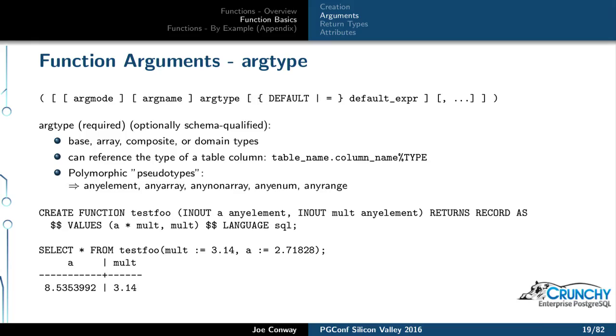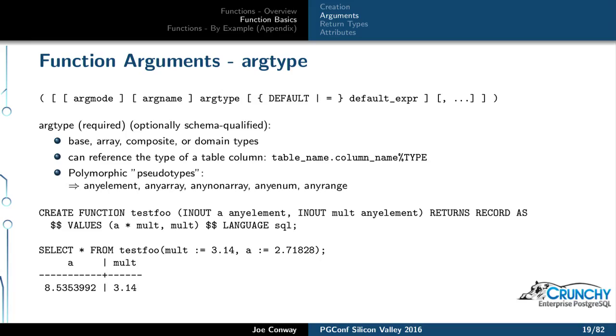These can be base types. They can be arrays, composites, domains. They can reference columns using this kind of syntax. So you can say table name dot column name %type. And they can be these pseudo types: any element, any array, any non-array.